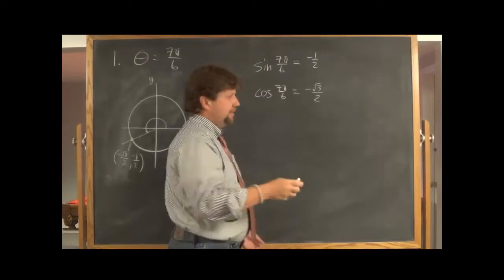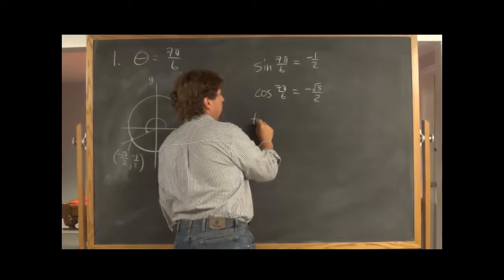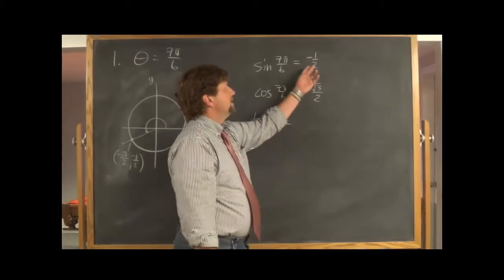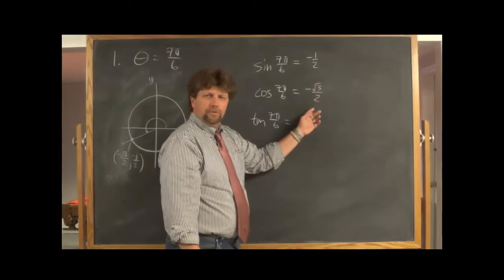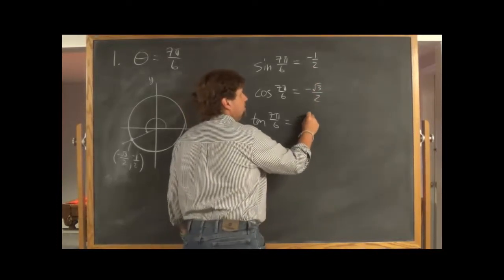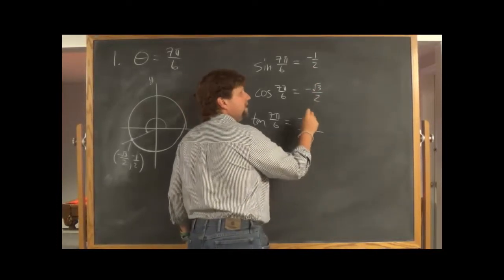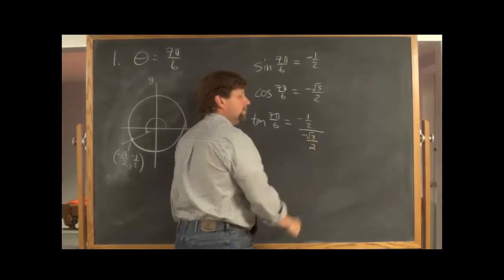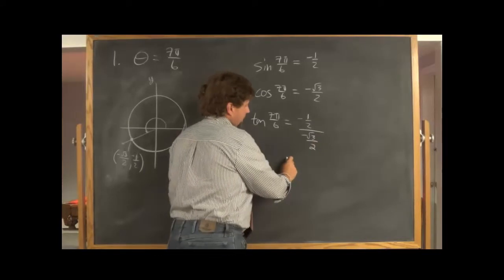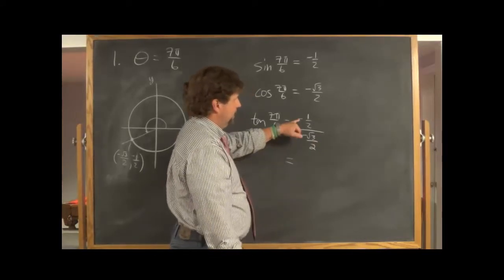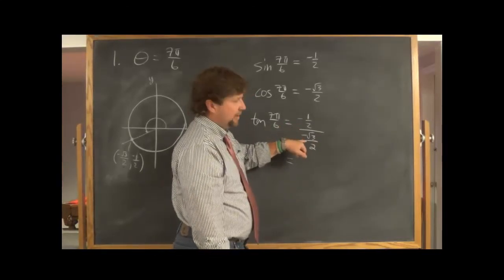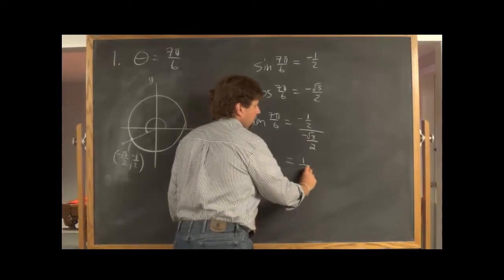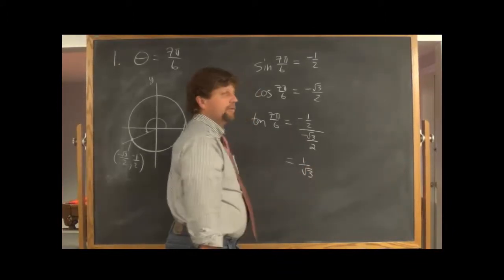And that's because you know tangent is simply sine over cosine. That's an old quotient identity. So sine, which is negative 1/2, over cosine, which is negative square root 3 over 2. And you should reduce that down, negative 1/2 over negative square root 3 over 2. That reduces down to 1 over square root 3.